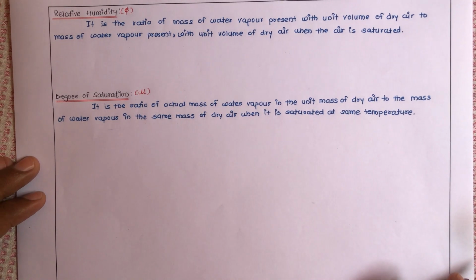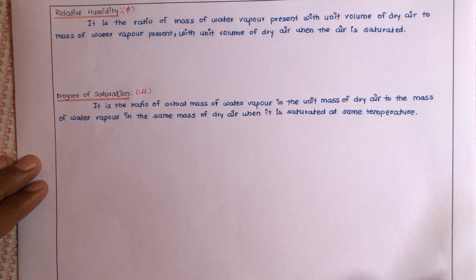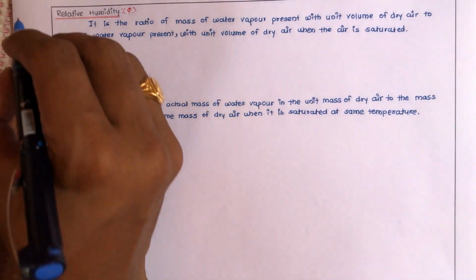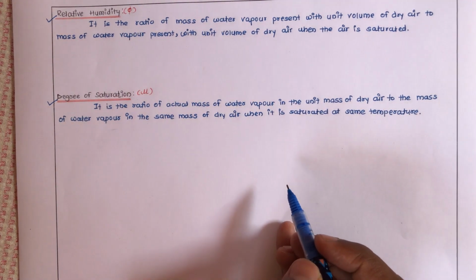In the last few lectures we have discussed a few of the psychrometric properties of air. Let's get started with the remaining properties. In today's lecture we are going to discuss relative humidity and degree of saturation.